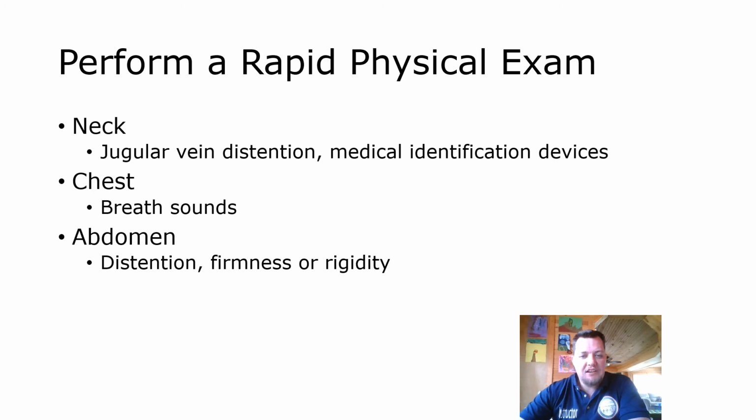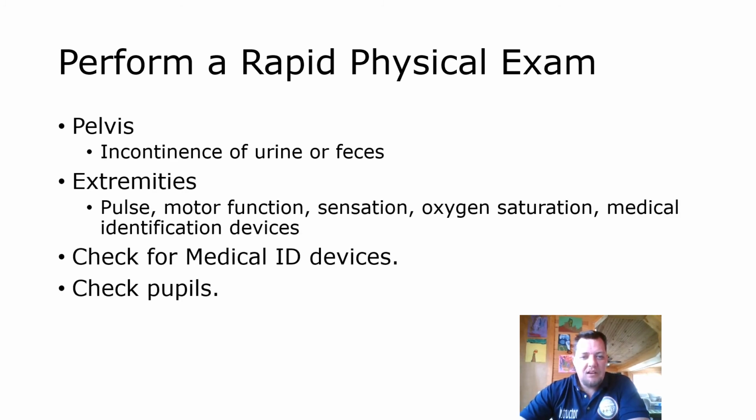We're going to check the neck for JVD, and any kind of medical identification devices such as necklaces. We're going to check the chest for breath sounds, the abdomen for distension, like a distended belly, a pouchy belly. Firmness or rigidity. Okay, pelvis is the incontinence of urine or feces.